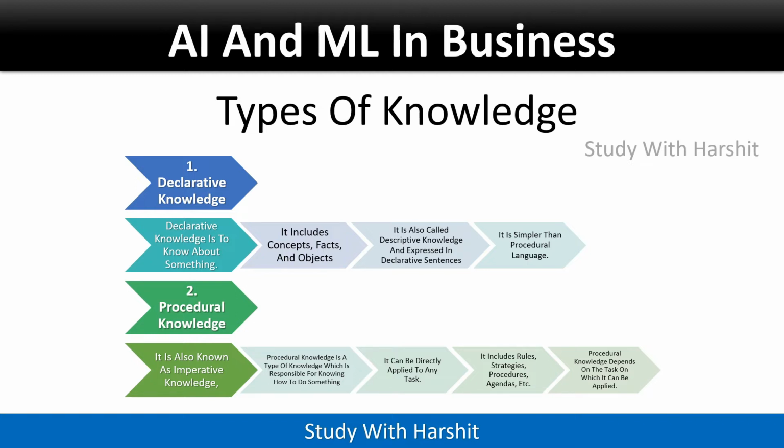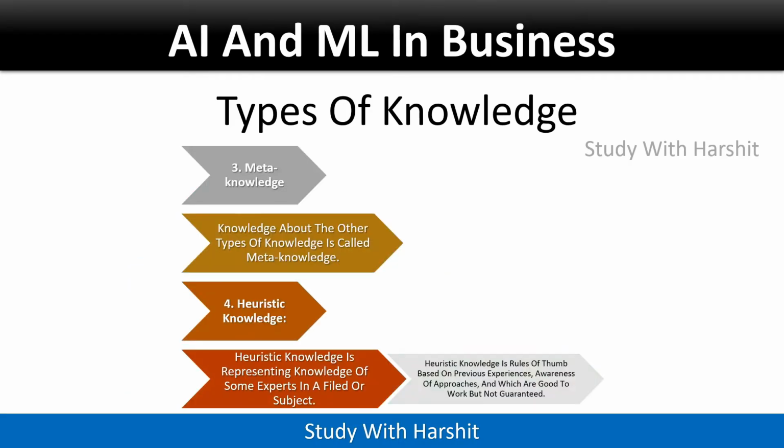Second, procedural knowledge. It is also known as imperative knowledge. Procedural knowledge is a type of knowledge which is responsible for knowing how to do something. It can be directly applied to any task. It includes rules, strategies, procedures, agendas. Procedural knowledge depends on the task to which it can be applied. Third, meta knowledge. Knowledge about the other types of knowledge is called meta knowledge.